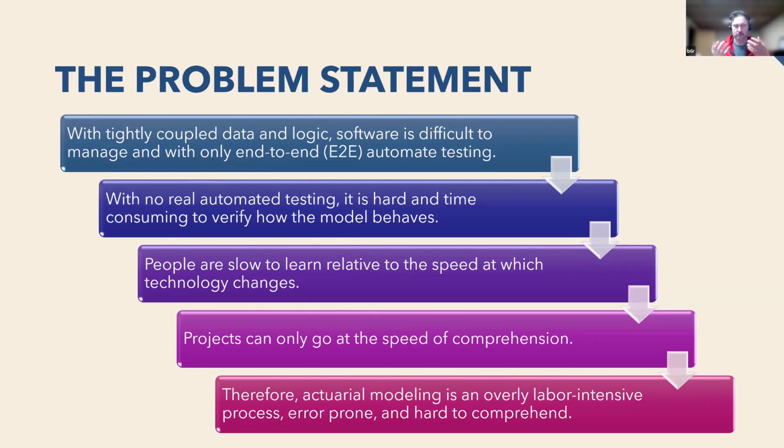That's why modernization is more likely a people problem than a technology problem, right? Another way of putting that is projects can only go at the speed at which people can comprehend it. And so given the redundancy and the coupling, our models are very hard to maintain.